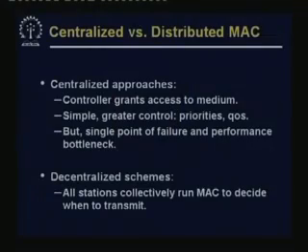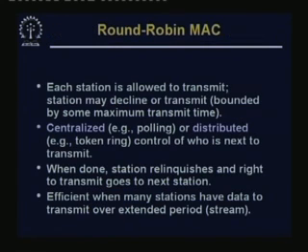And in decentralized schemes, all stations collectively run the MAC to decide when to transmit. So, in a decentralized scheme we are running some kind of distributed algorithm. There are various kinds of MAC protocols. One is called a round robin MAC. Round robin, you know, there are a number of stations and each station takes its turn in a round robin fashion. Alright. So, that is a round robin MAC.